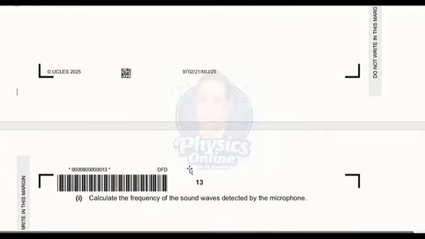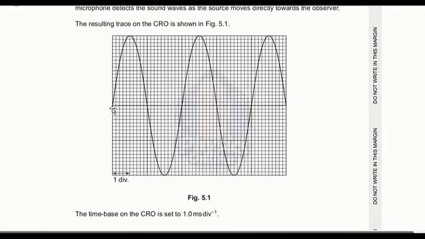Let's find the time period here. Let's see a whole wave. How many squares for a whole wave? Let's start the wave from here. So the wave ends here. So we'll have 1, 2, 3, 4 squares. Or you can take from crest to crest. Also you have 4 squares. Here is the square, 1 division.